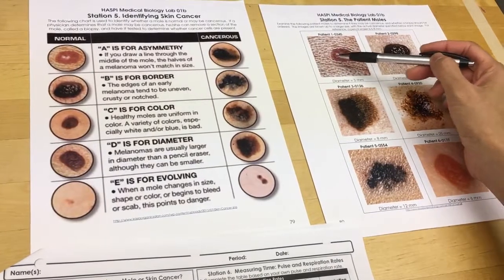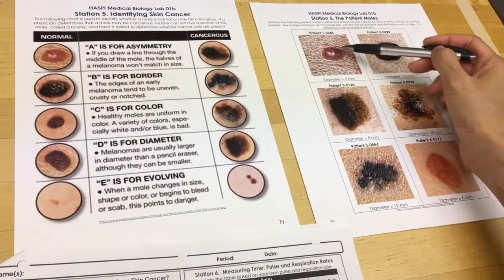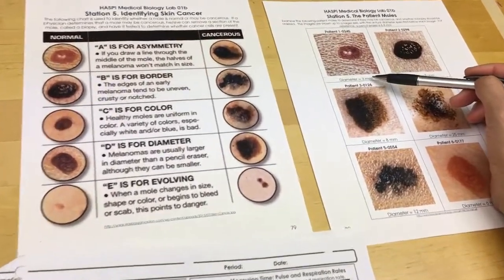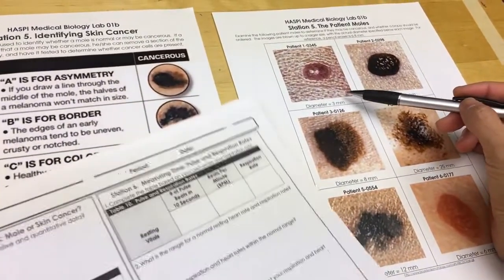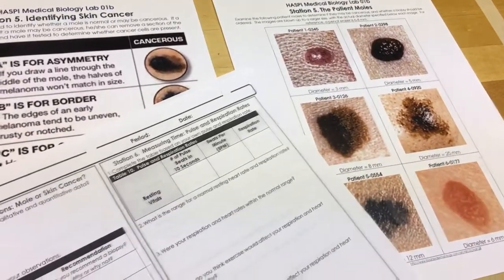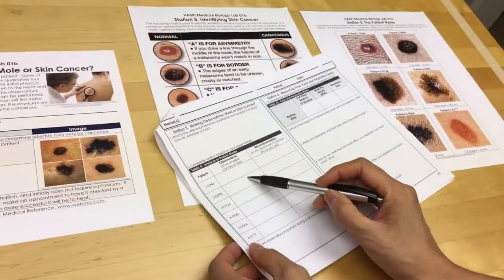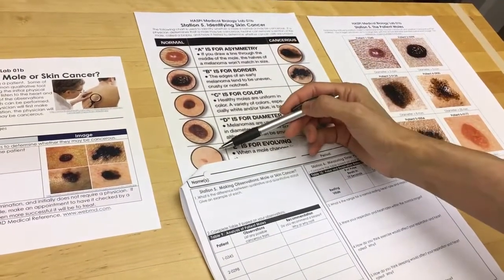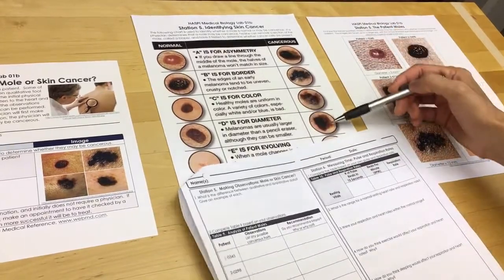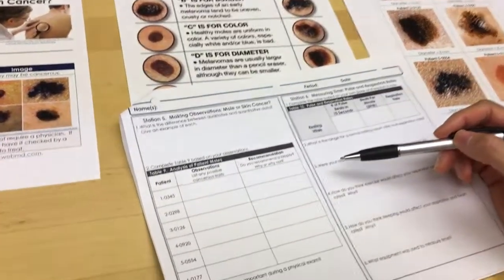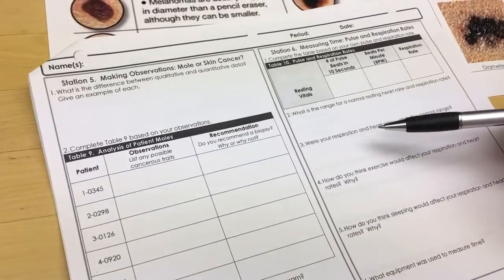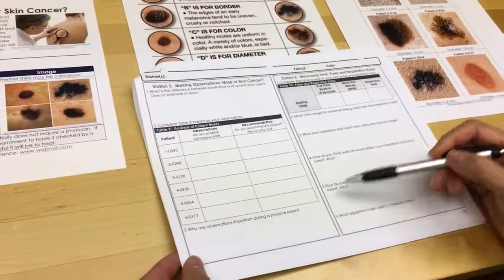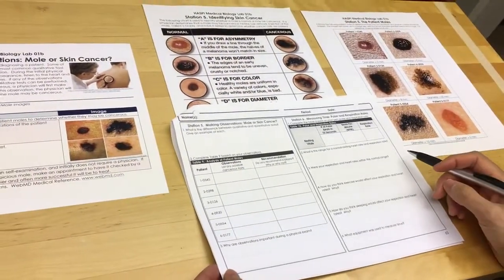So for example, you'll talk about the color, you'll talk about it being symmetrical, it gives you the size, and you look at the color, you're going to make all those observations onto your data sheet, and then depending on whether it fits the normal characteristics of a mole or cancerous, you're going to recommend a biopsy or not, and explain why you would recommend one or not. And after you do that, you're going to just answer that third question, and you'll be done with Station 5.